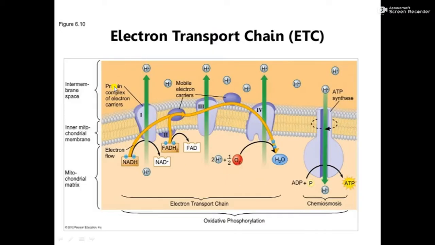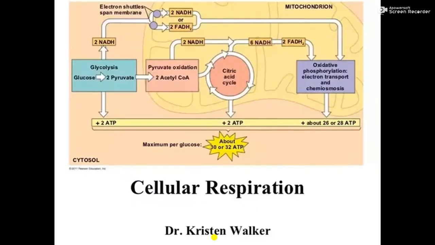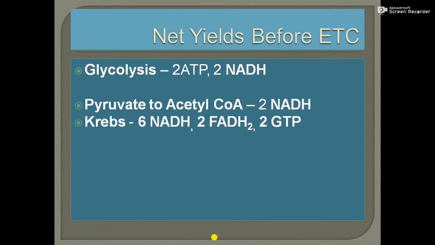That is the electron transport chain. Protein to protein transfer of hydrogen ions, and these ions go to the ATP synthase and form ATP, and that is the net product for our power gain. That is the total pathway of cellular respiration. So net yields before the electron transport chain: glycolysis, we have 2 ATP and 2 NADH. Pyruvate to acetyl-CoA, we have 2 NADH, and in the Krebs cycle, we have 6 NADH, 2 FADH2 and 2 GTP.